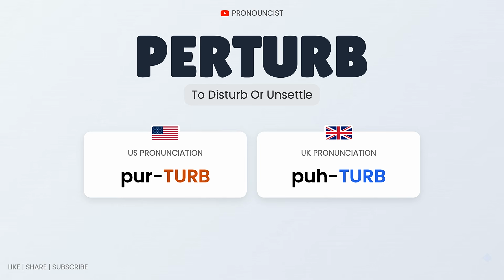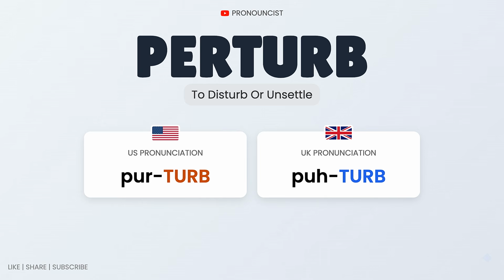PERTURB. Now, read the syllables of British pronunciation shown on the screen naturally. Per, turb, per, turb. Stress turb. Keep it strong and clear.